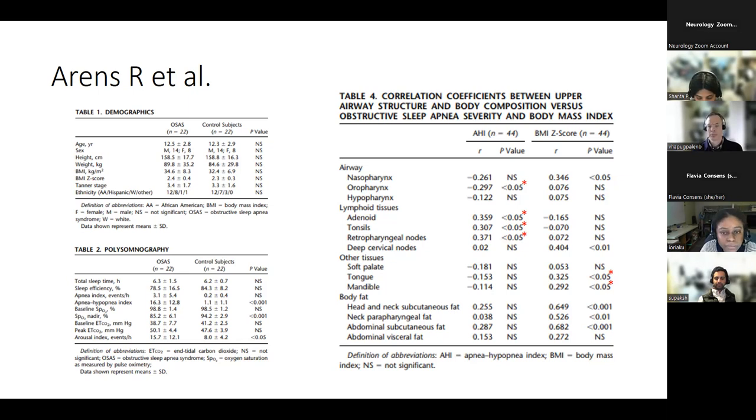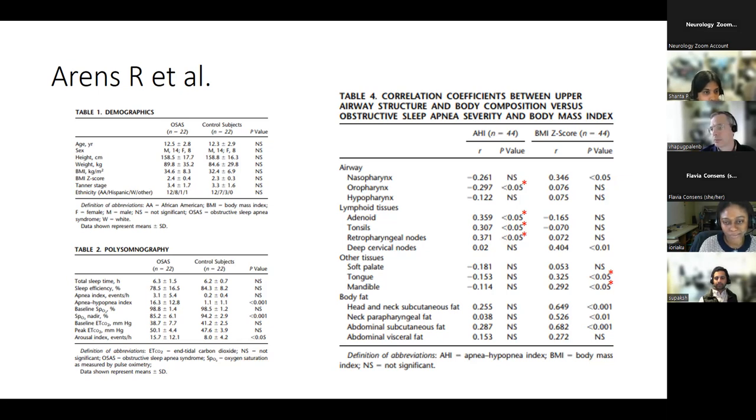They looked at 22 obese subjects with OSA and 22 control subjects. Compared to the control subjects, the subjects with OSA had a smaller oropharynx and larger adenoids, tonsils, and retropharyngeal nodes. The size of the lymphoid tissues did correlate with the severity of OSA, whereas the BMI Z-score did not have a modifier effect. Subjects with OSA also had increased size in pharyngeal fat pads and abdominal visceral fat, but interestingly, that didn't correlate with the severity of OSA.